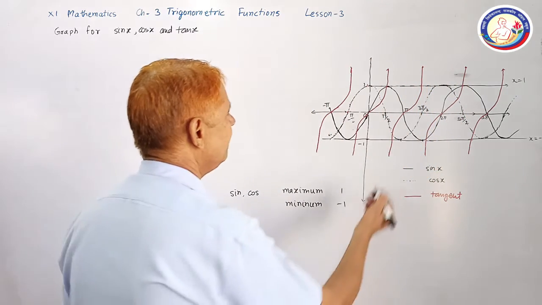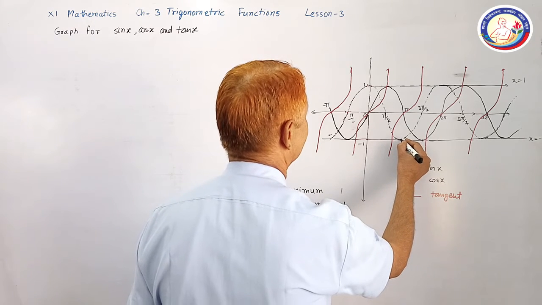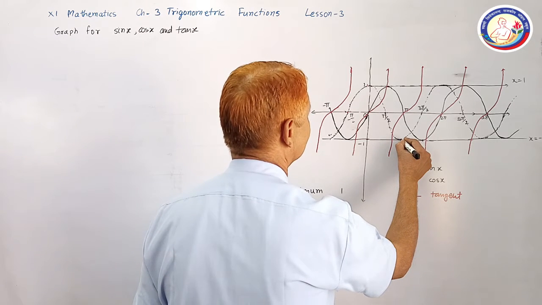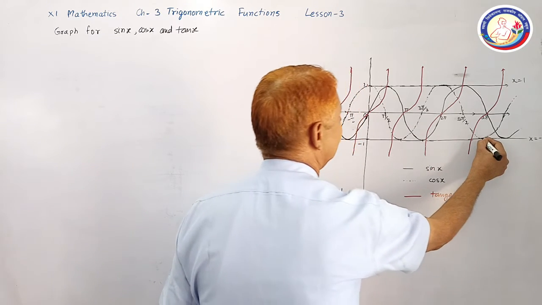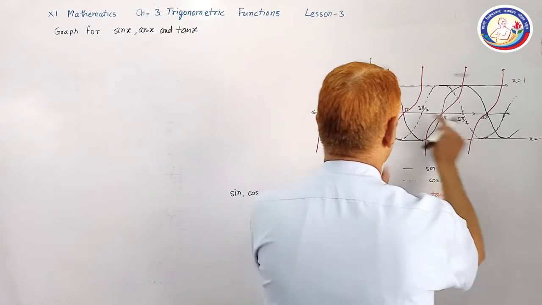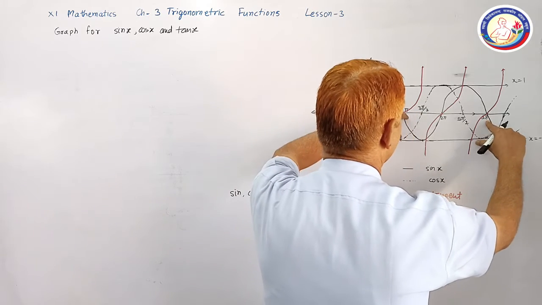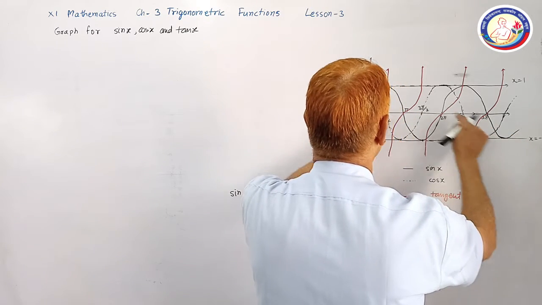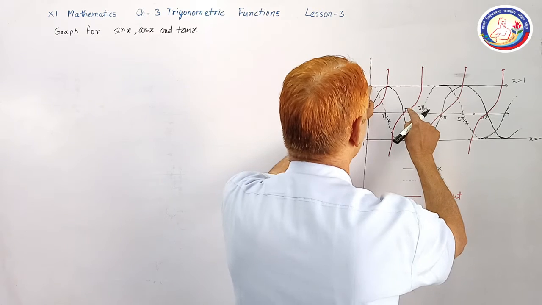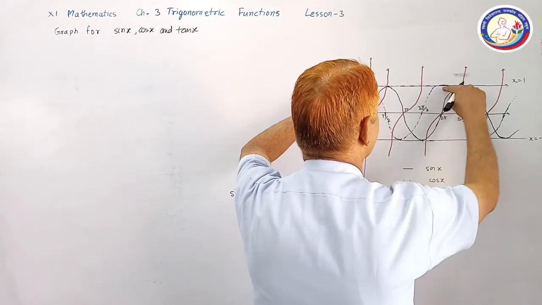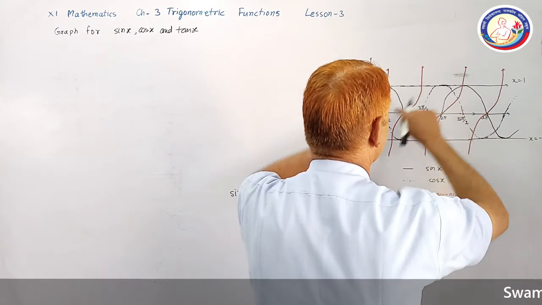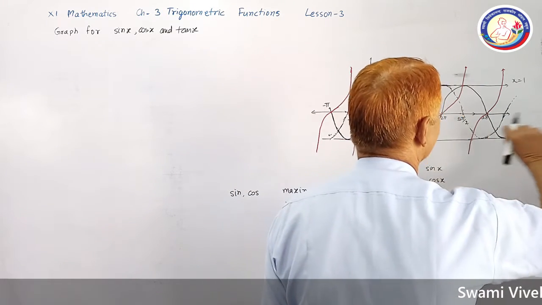It will be minimum at pi, where the value of cosine will be -1. Again at 3 pi, it will be -1. And see here, for cosine, it is maximum at 0. Then at 2 pi it is again maximum. So in the interval of 2 pi, the graph repeats itself.